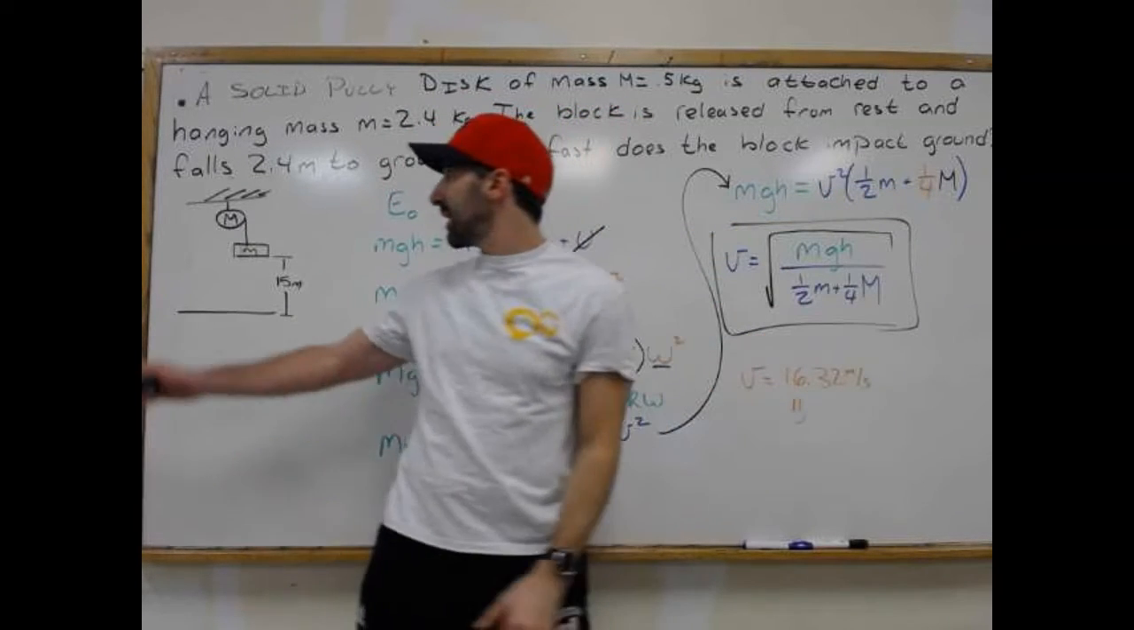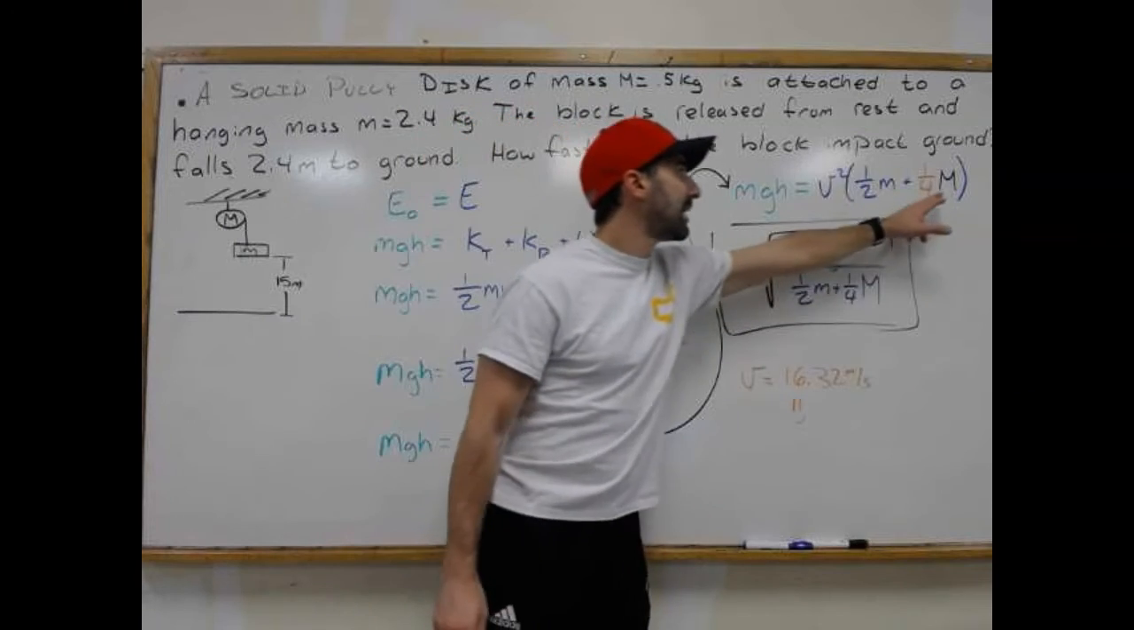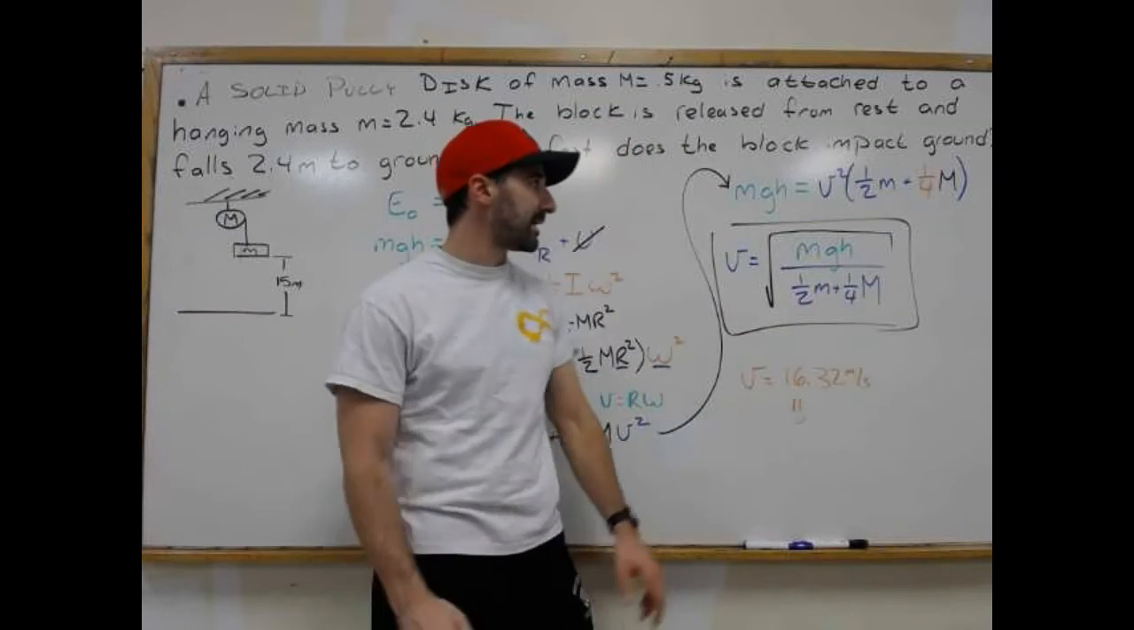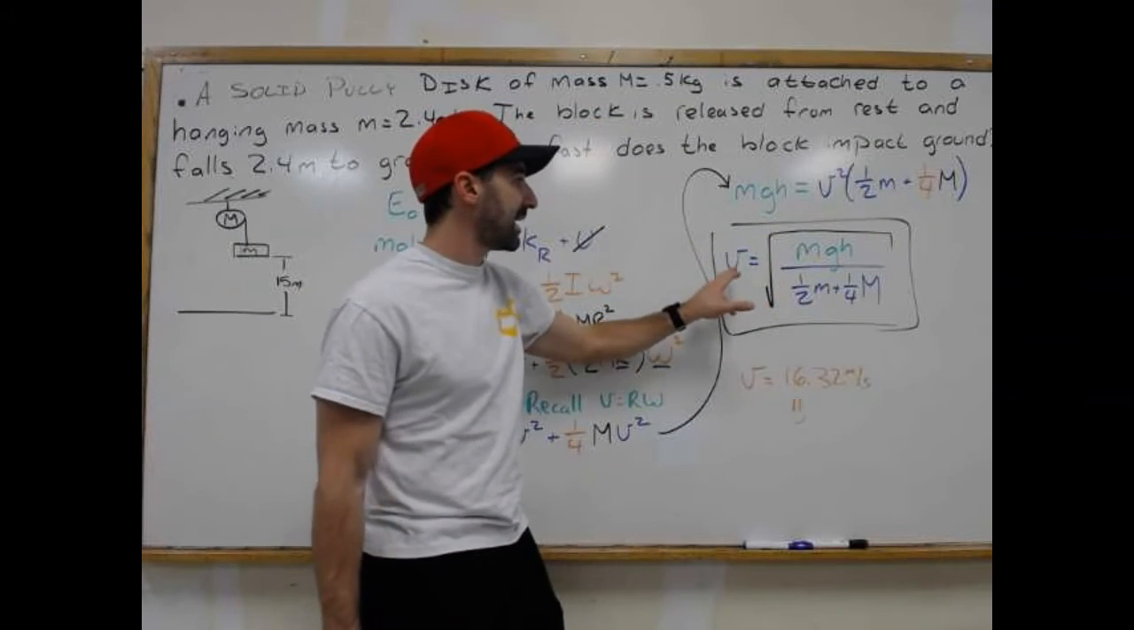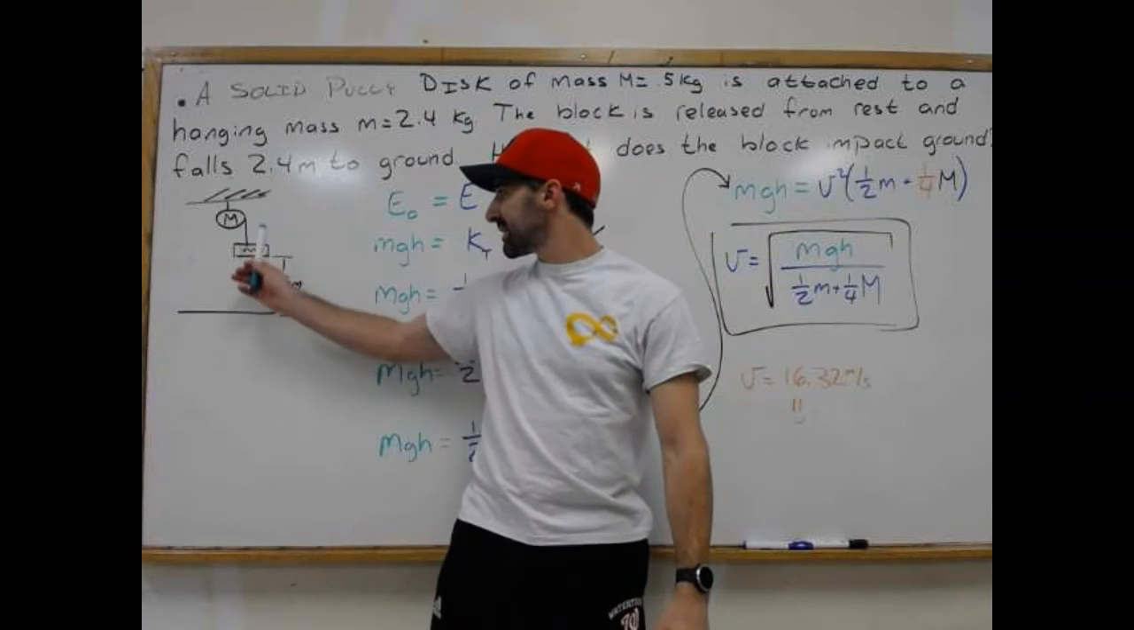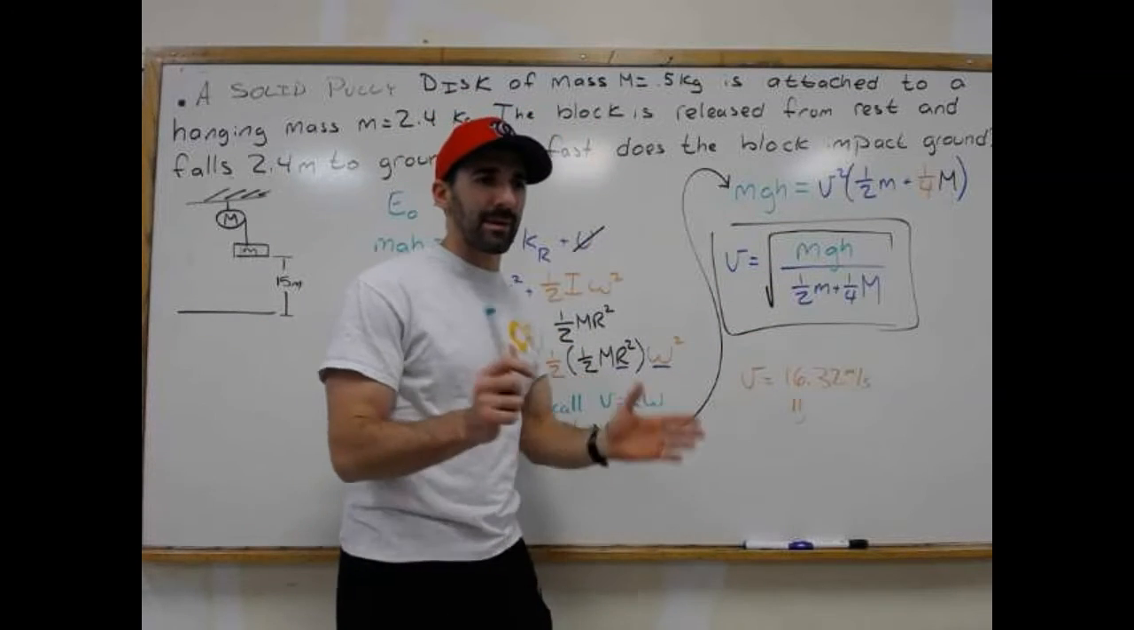That is the mass of my falling body, and that is the mass of my rotating disk. Bring that to the other side. Now, the velocity of this thing hitting the ground, right? Think about it this way.